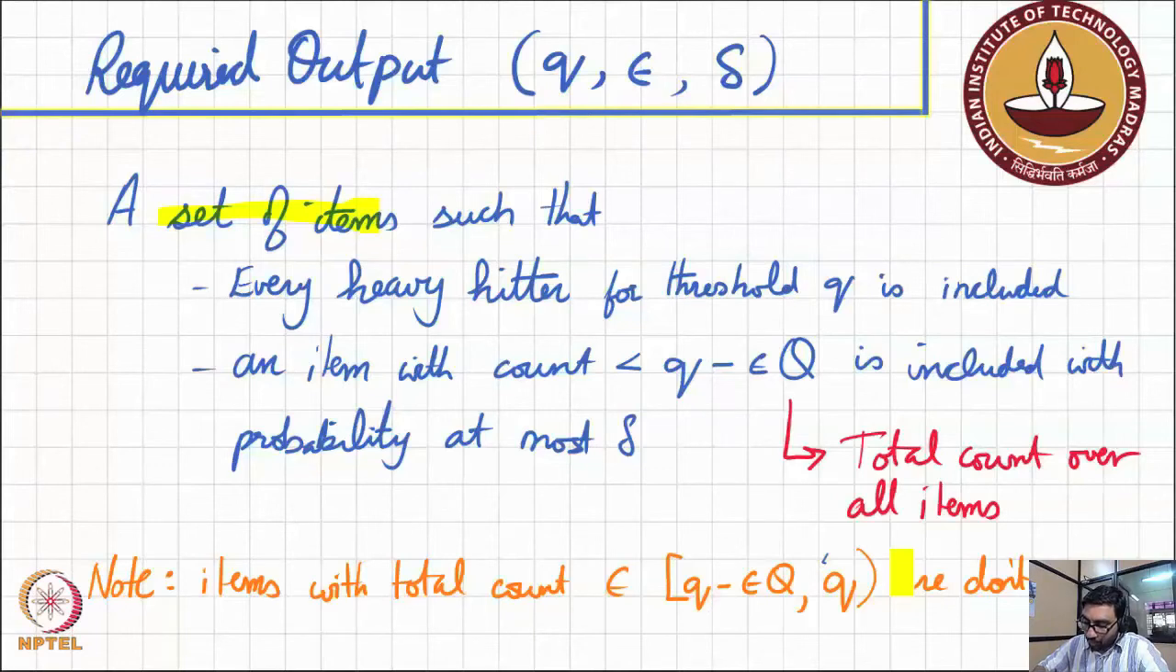And here's something that you need to notice. If there's an item with total count between q minus epsilon Q and q, then they don't care. So if they get included, that's fine. If they don't get included, that's also fine. We don't particularly care about whether they get included or not.